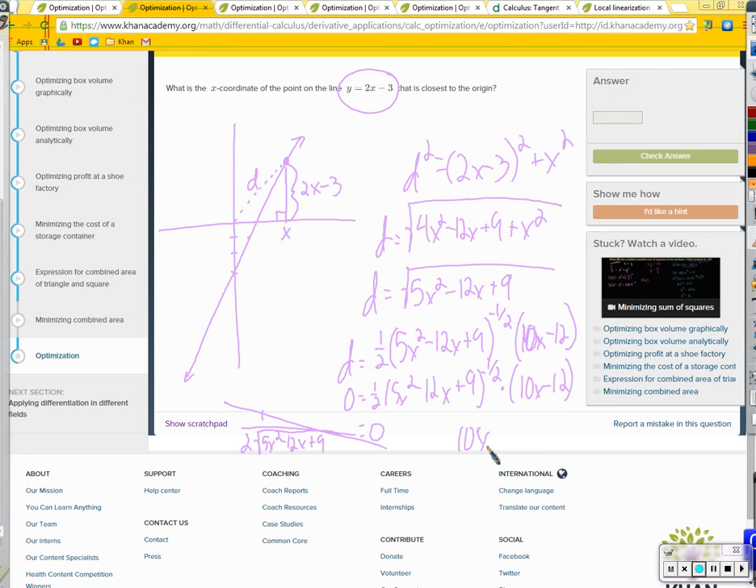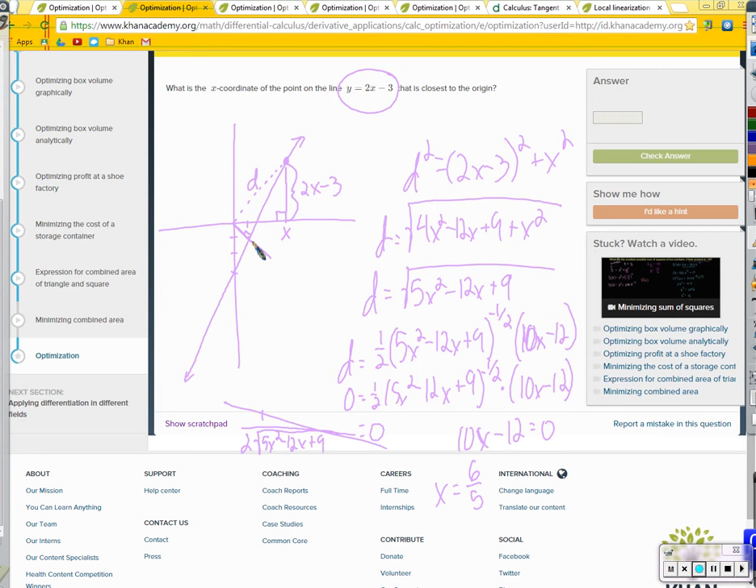So 10x minus 12 could be equal to 0, and x equals 12 over 10, which is 6 fifths. 6 fifths is what I would type in there, if it were possible to do that. x is 6 fifths. I'm going to bet you that x is 6 fifths is right there, just a little bit past 1, and that the angle between this guy and there is a 90.